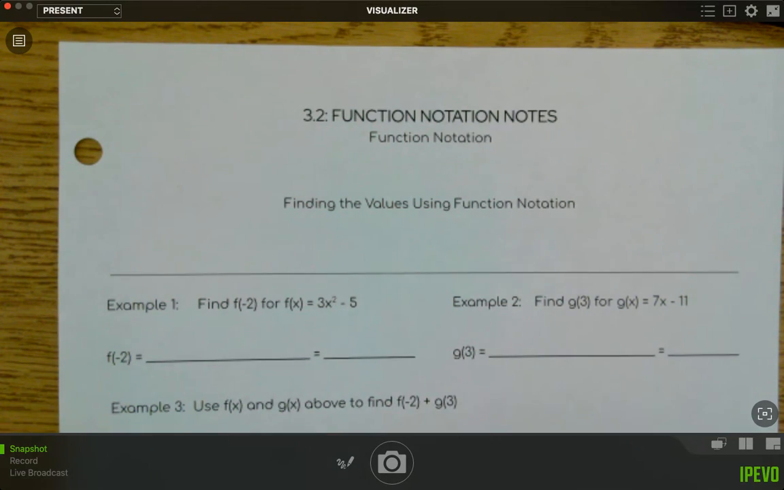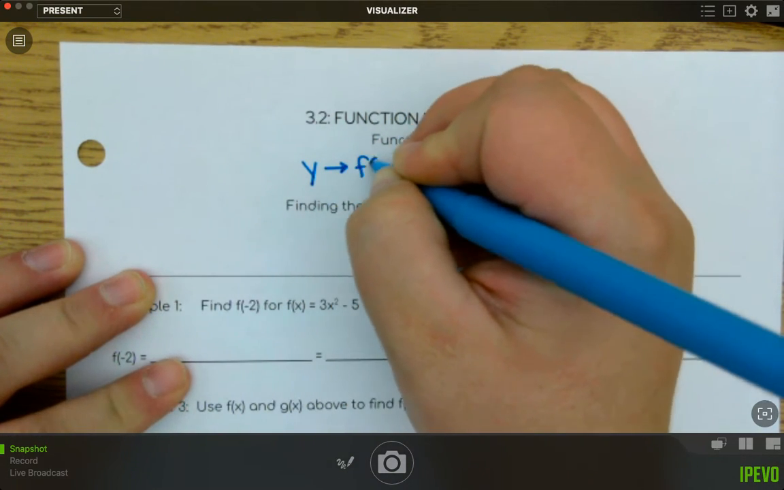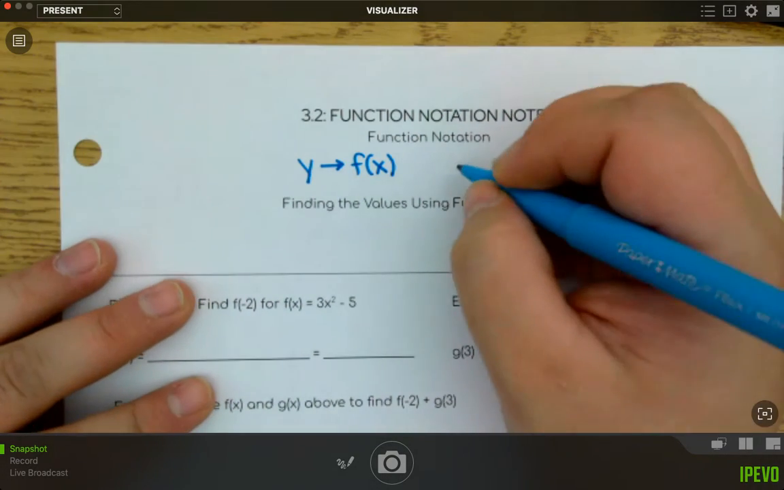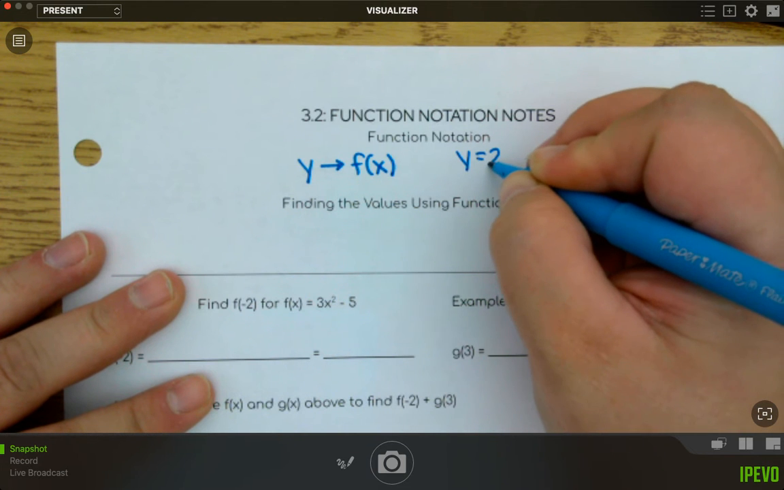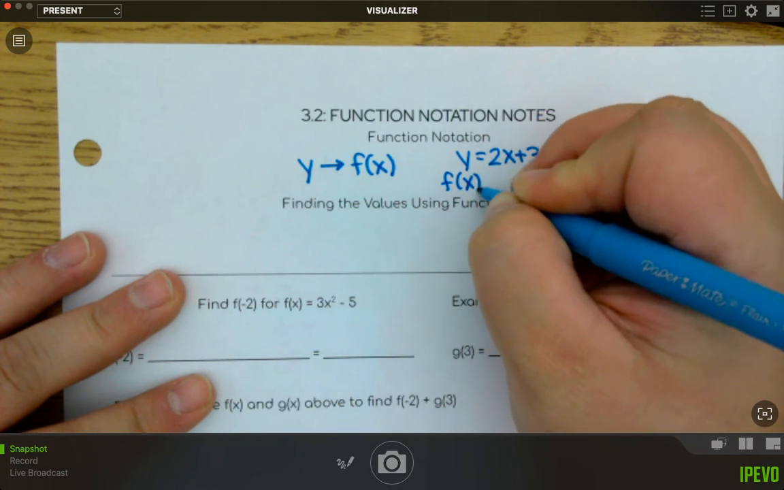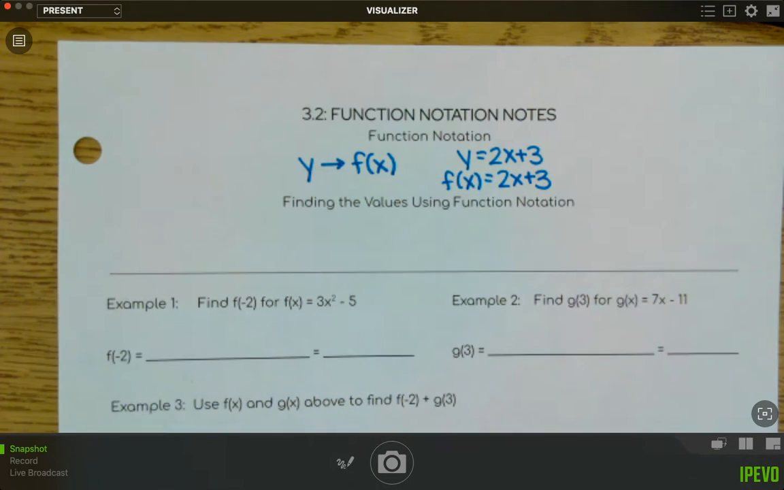So function notation is where you take y and you replace it with f of x. Instead of having an equation like y equals 2x plus 3, you're going to have f of x equals 2x plus 3. It looks a little more complicated because there's parentheses and stuff, but it's pretty much the same thing. And what we're going to do today is find values using function notation.